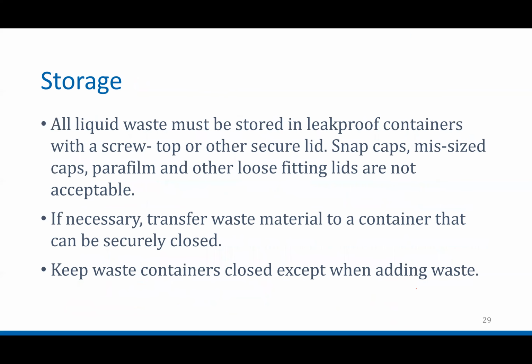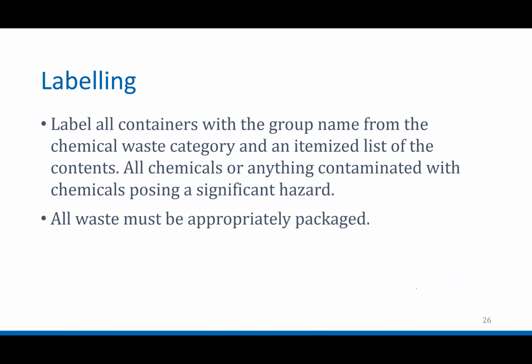The last two things, and then we're done. Once you've picked suitable packaging for your container, so it's not overfilled, it's in a material that's safe, glass or plastic or a metal can, you have to label it. The label should include the group name from the chemical waste category and a list of all of the contents. Because if I have a bottle that says organic waste, then I need to label what's in there, what type of organic chemicals are in there.